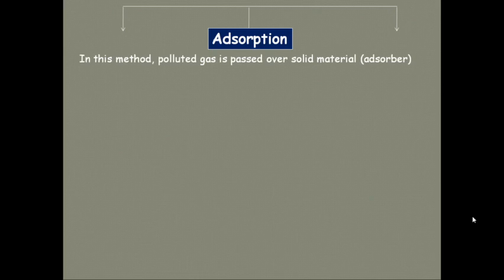Now we'll discuss the control of air pollution, or the removal of air pollutants, especially gases, by the adsorption method. In this method, the polluted gas is passed over a solid material which is termed an adsorber, and that specific gas gets attached to the surface of that solid material, in other words it gets adsorbed on the surface of that solid material, and the clean air can be taken out.